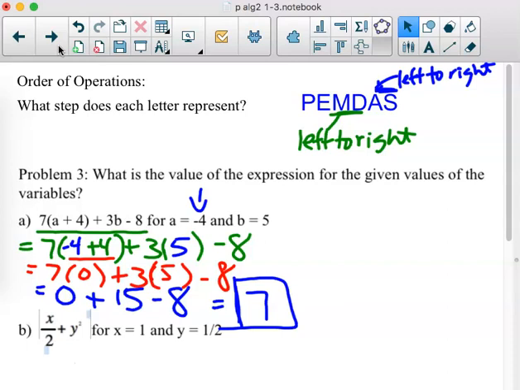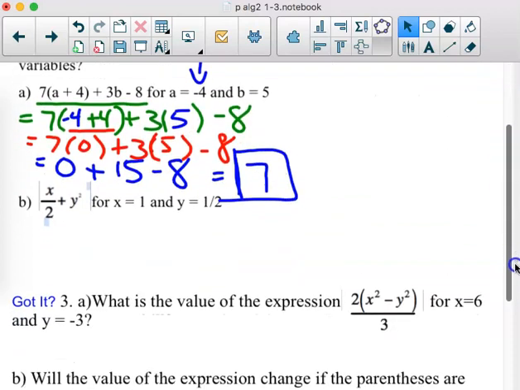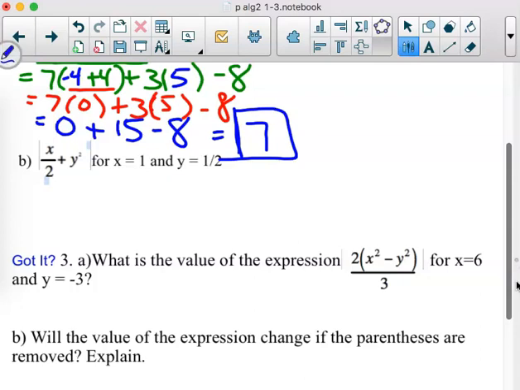Now, this one is a little tougher. It looks a little more complicated. We have x over 2, which means division. That's a quotient, division, plus y squared for x equals 1 and y equals 1/2. So here's my algebraic expression right there. And I don't know if those little lines came through on your note packet. It doesn't look like it. We don't mean absolute value. That might mess with you a little bit. It just kind of copies weird when we do those on the smartboard.